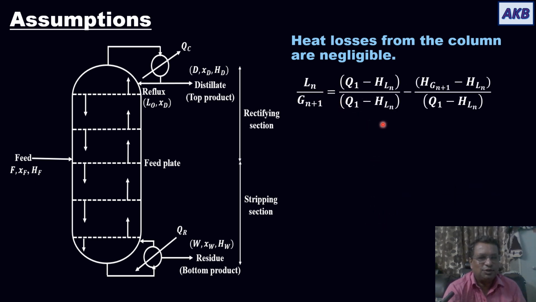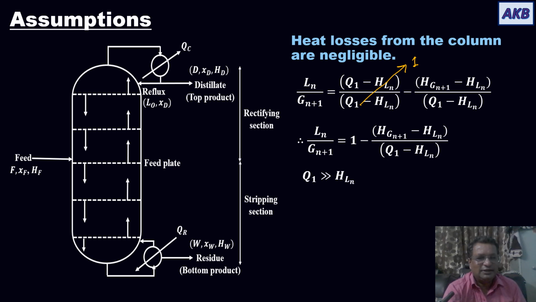So you have this equation, Ln upon Gn plus 1 is equal to (Q1 minus HLn) divided by (Q1 minus HLn), minus (HGn plus 1 minus HLn) divided by (Q1 minus HLn). That gives us Ln upon Gn plus 1 is equal to 1 minus, this comes out to be 1. So 1 minus (HGn plus 1 minus HLn) divided by (Q1 minus HLn).